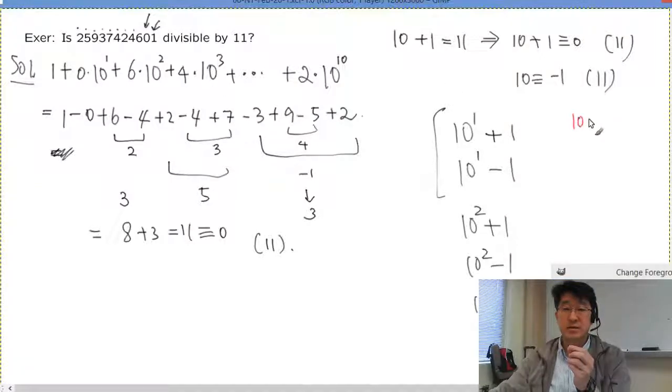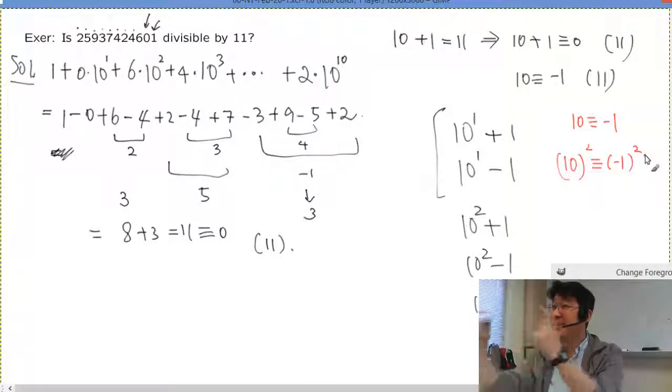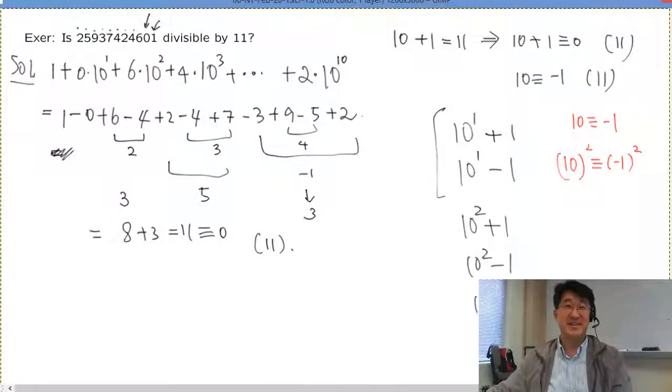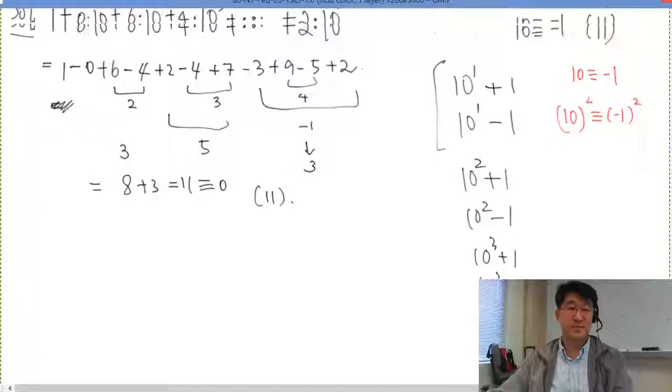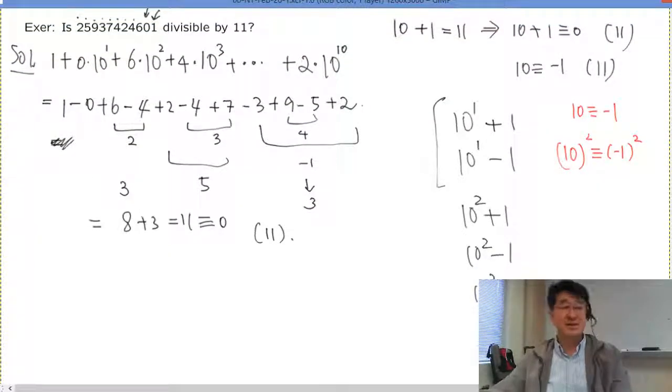Because 10 is congruent to -1. So if you square it, like you squared -1, you have a 50-50 chance, divisible or not. You'll get it. But to pick up the alternating pattern, you look at the digit and flip the sign at the bottom. Right. That is the coolest thing, right?